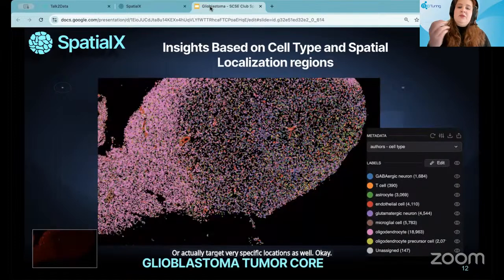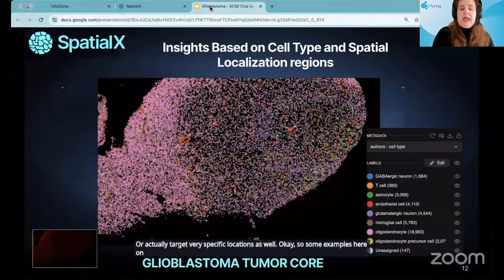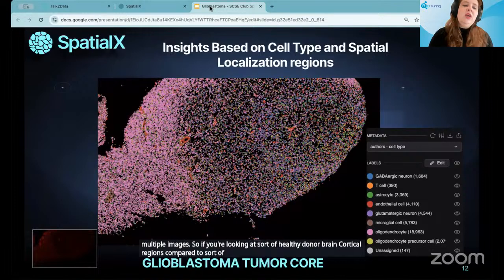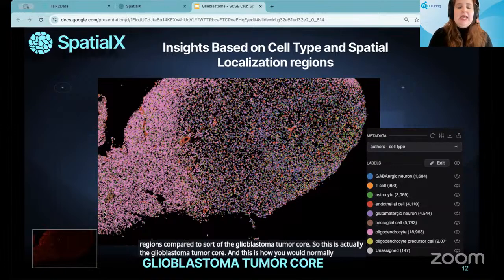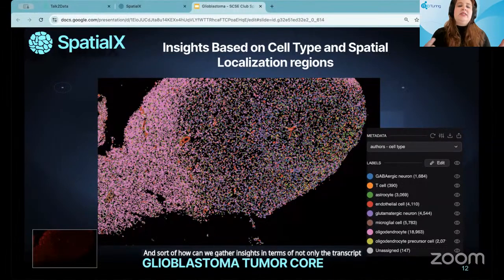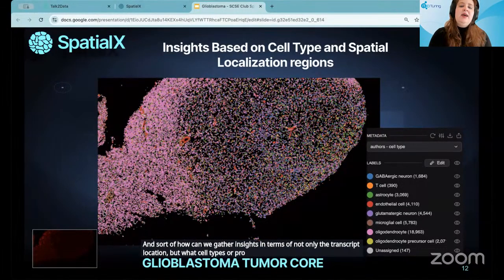Okay, so here are some examples of how you can interact with SpatialX, especially if you're opening multiple images, such as healthy donor brain cortical regions compared to the glioblastoma tumor core. This is actually the glioblastoma tumor core, and this is how you would normally see the image in SpatialX. How can we gather insights not only on the transcript location, but on what cell types or proportions we can see and where they are concentrated in the image?